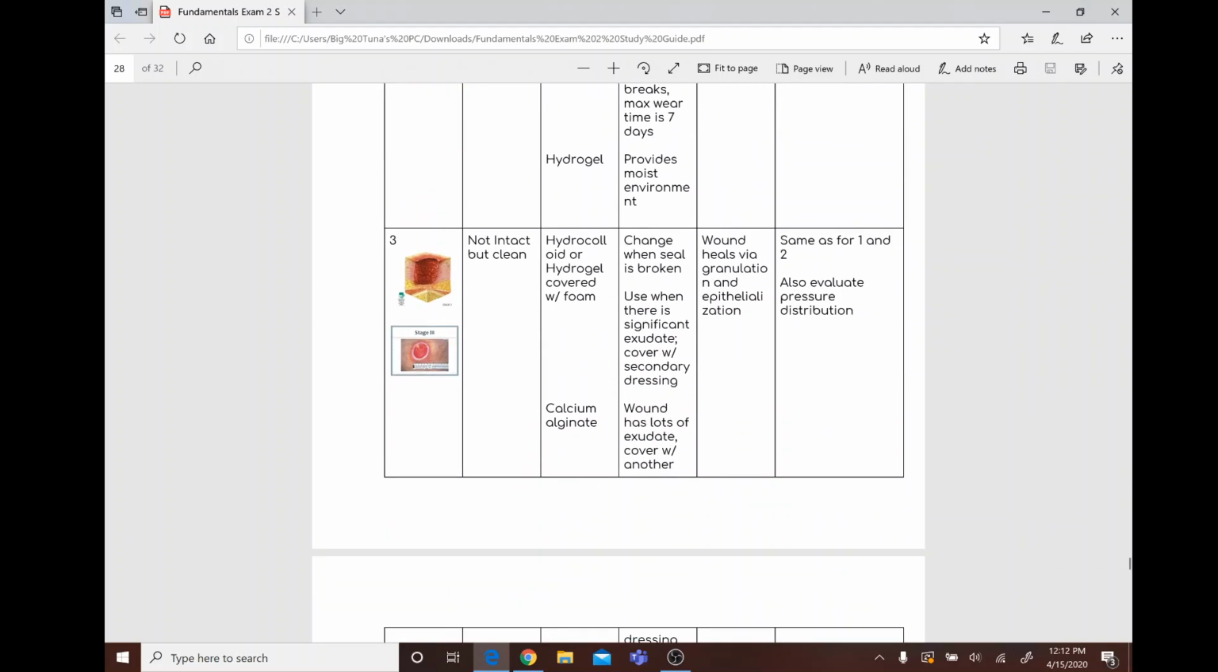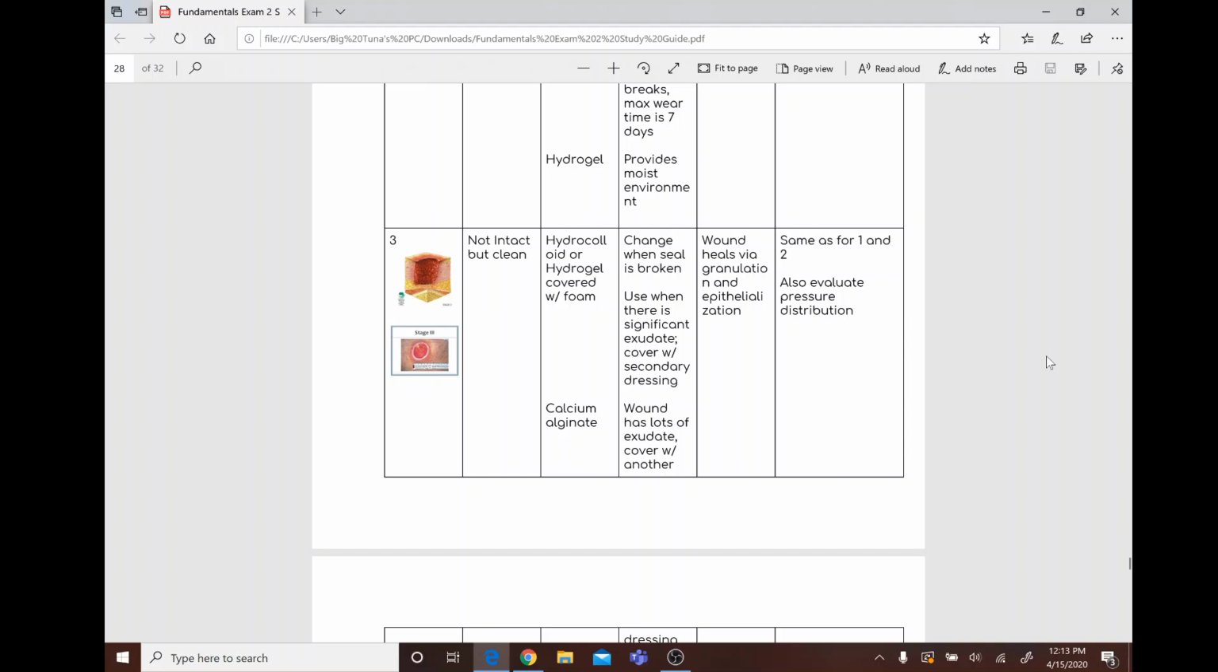All right, what's the status of a stage 3 pressure ulcer? Not intact but clean. What dressings would you use for this? Hydrocolloid or hydrogel covered with foam, and then calcium alginate. Why would you use a hydrocolloid? Change when seal is broken. Why would you use hydrogel covered with foam? Used when there's significant exudate, covered with a secondary dressing.